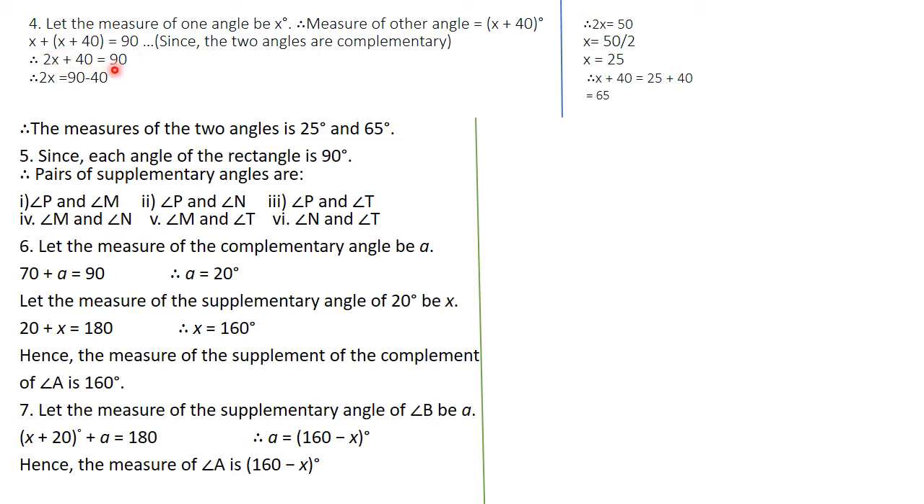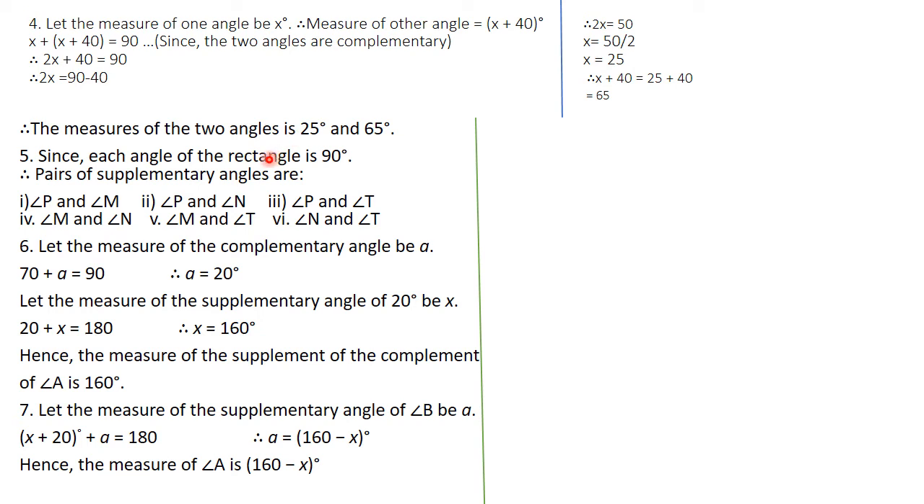So 2x plus 40 is 90 degrees. Then this 40 will come to this side. So 90 minus 40. Then I will solve it here. What you will get is x is 25. That is the measure of one of the angles. So x is 25. So what will be the other angle? It will be 25 plus 40. So you will get 65. The last answer I have written.